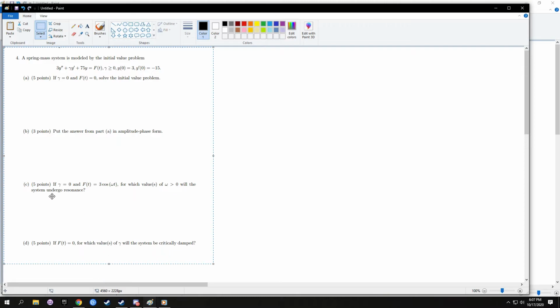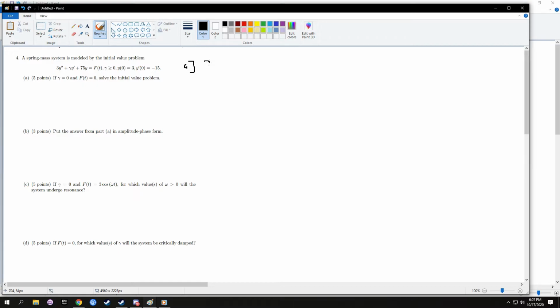So the first part says gamma equals 0 and the force. If I have a force on it, it makes it non-homogeneous. Since it says force is 0, I can say this is a homogeneous equation. So this is part A.